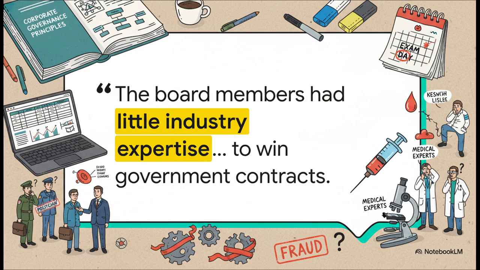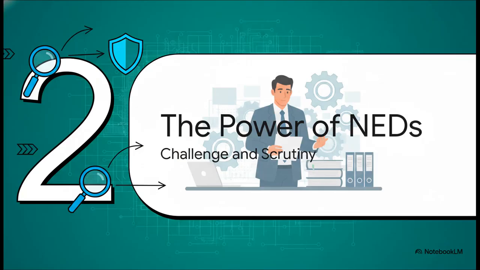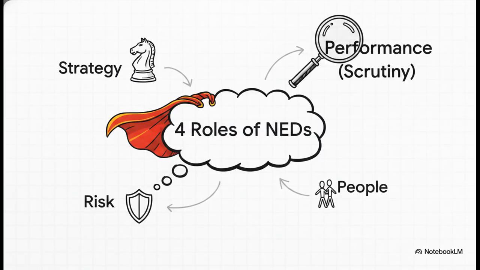The big takeaway for your exam here: your board members must have the specific skills that actually match the complexity of your company. Moving right along to Module 2, the power of NEDs, challenge and scrutiny. Now, you might be wondering, what exactly does a NED do all day? Well, the Corporate Governance Code really leans on 4 key English terms you need to memorize: strategy, performance, risk, and people. First, they contribute to strategy by constructively challenging the executives.